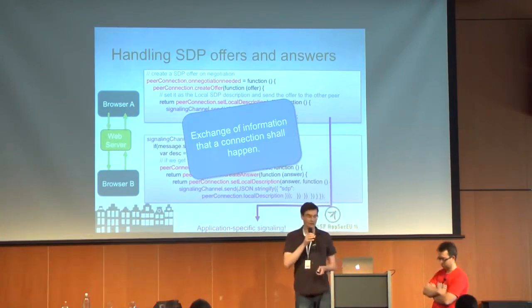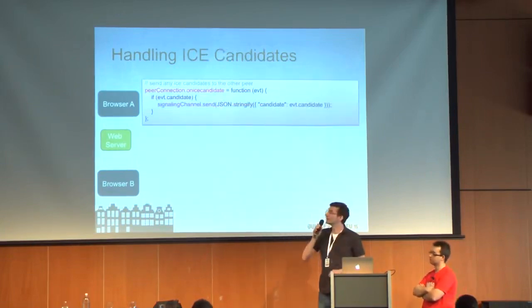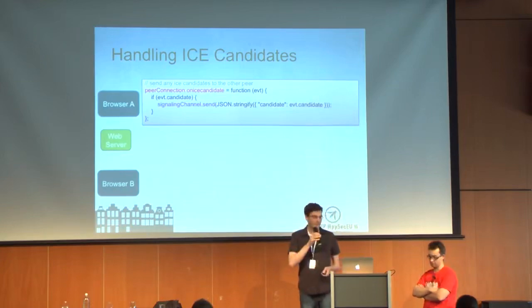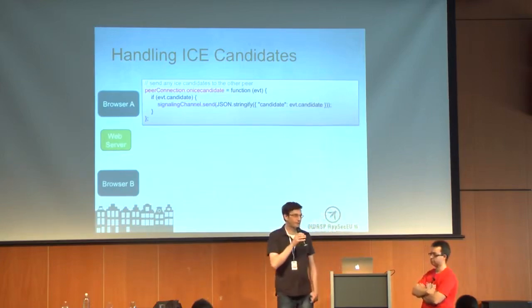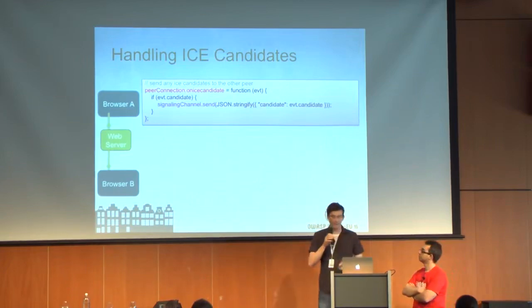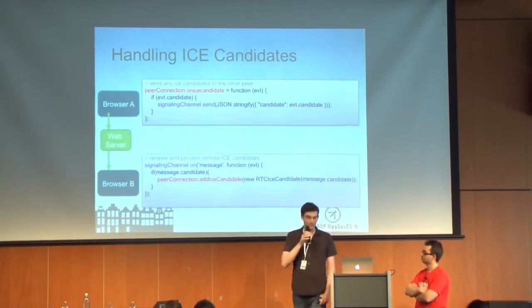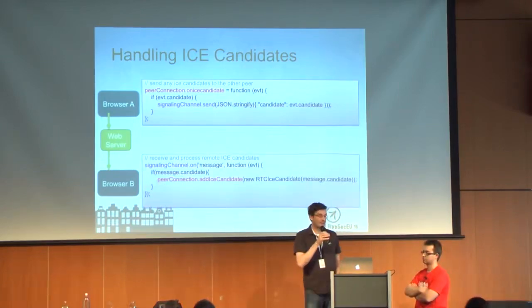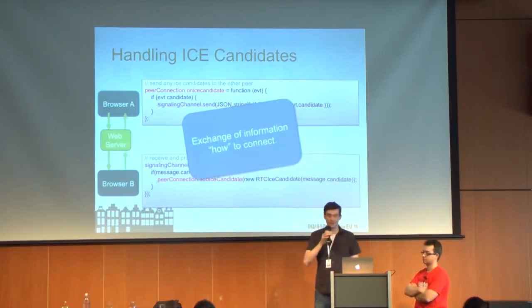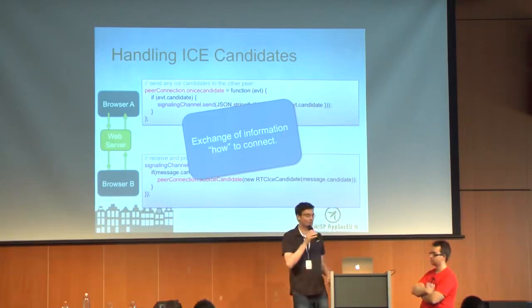Now we need the information on how this connection is supposed to happen, and therefore we need the ICE candidates. So it's pretty much the same process. Browser A queries again the capabilities: please give me the network parameters. We get them, we send them over our custom signaling channel to browser B. Browser B receives them and inserts them in the peer connection, and browser B does the same. This could happen in parallel. And then we have also exchanged information on how to connect. And now we have a working peer-to-peer connection between the two browsers.